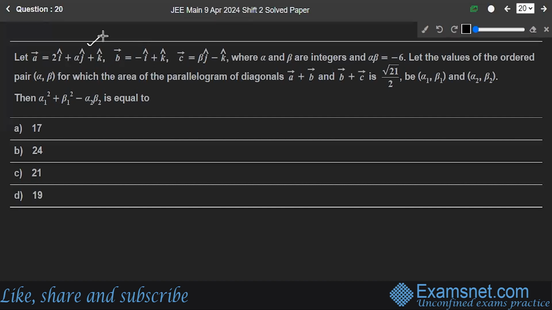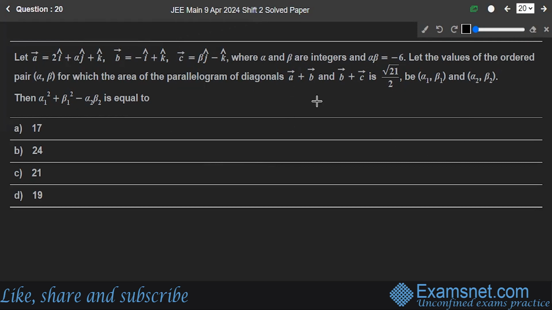Question number 20. Let A be given by this, B is this, C is this vector. Alpha and beta are integers and the product of alpha and beta is equal to minus 6. Let the values of the ordered pair alpha, beta, for which the area of the parallelogram with these diagonals is given by root of 21 upon 2, be alpha 1, beta 1 and alpha 2, beta 2. What is the value of this expression then?